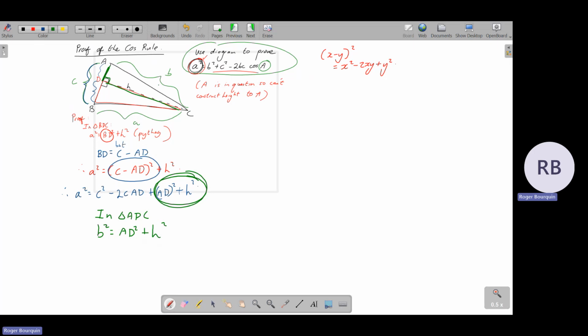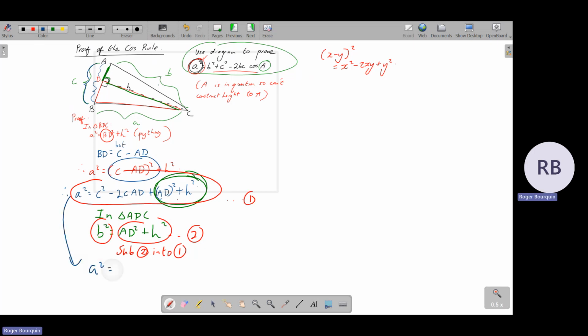So in this formula here, I call this 1, and this one 2. I'm going to replace AD squared plus H squared over here with b squared. So if I sub 2 into 1, I end up with a squared is equal to c squared minus 2c AD, and AD squared plus H squared is equal to b squared. So it's plus b squared.